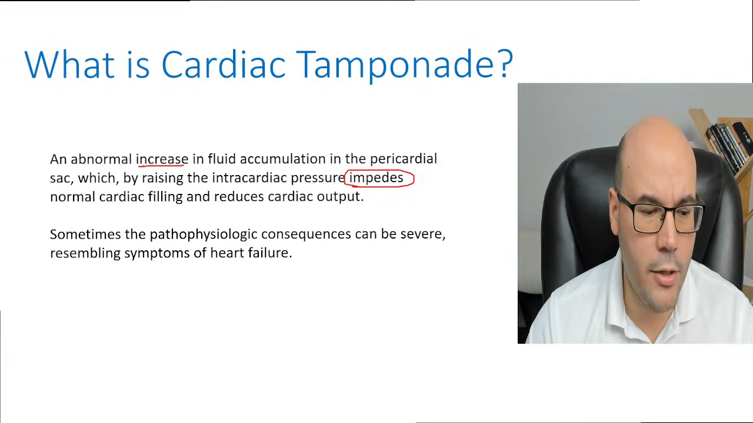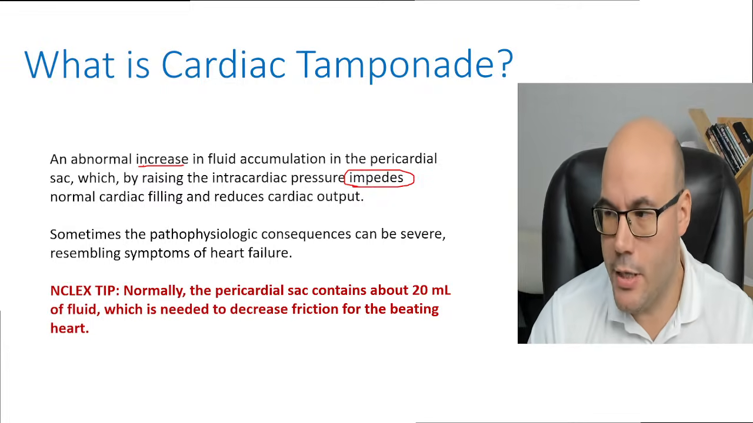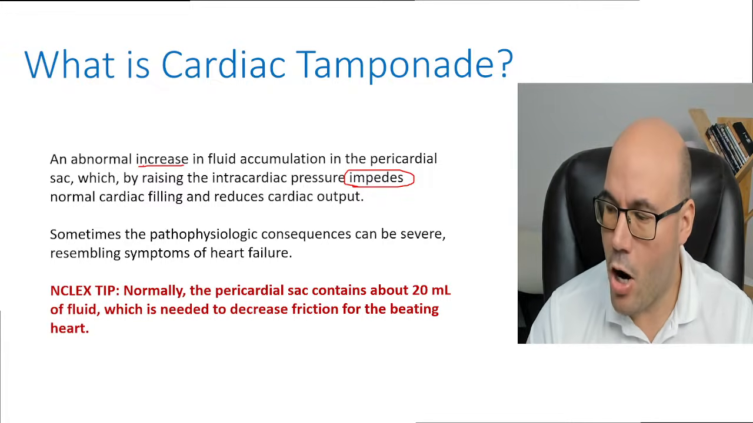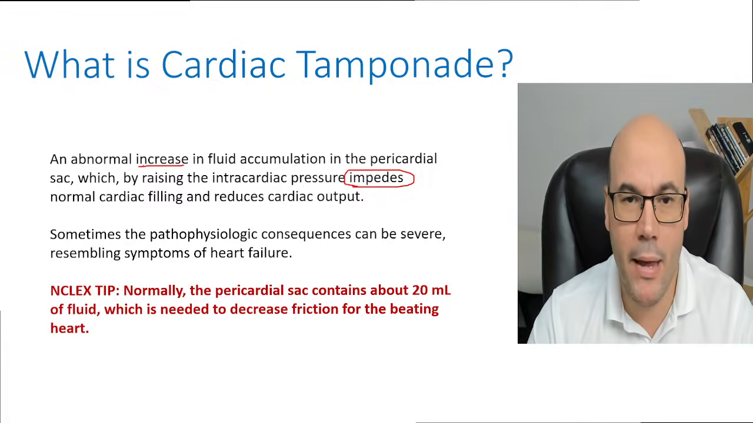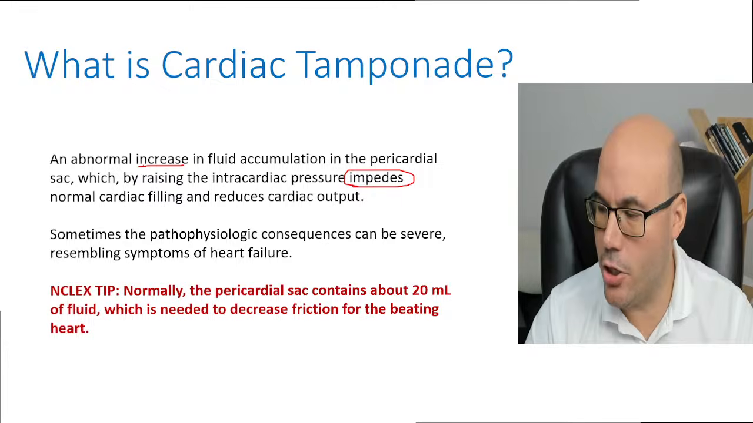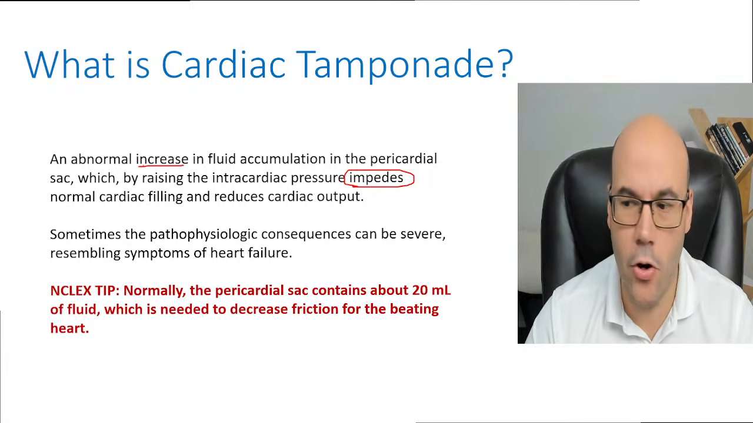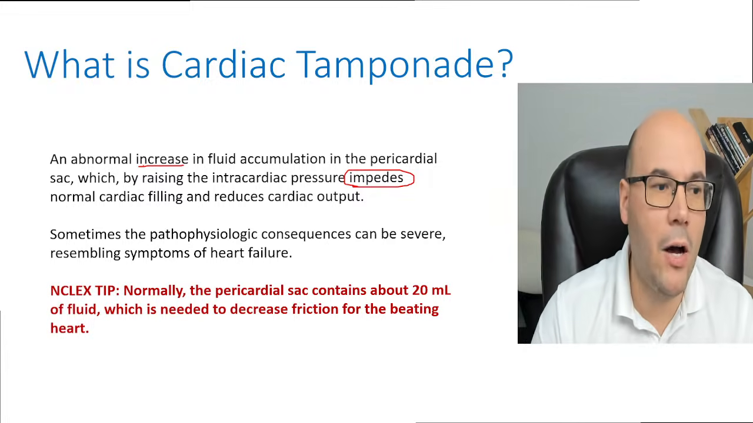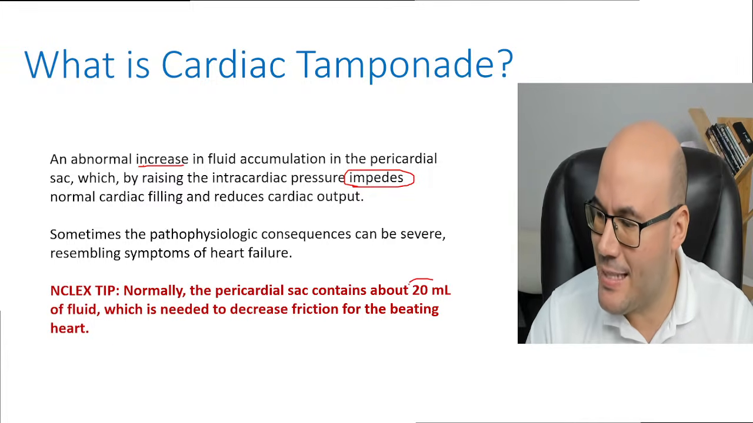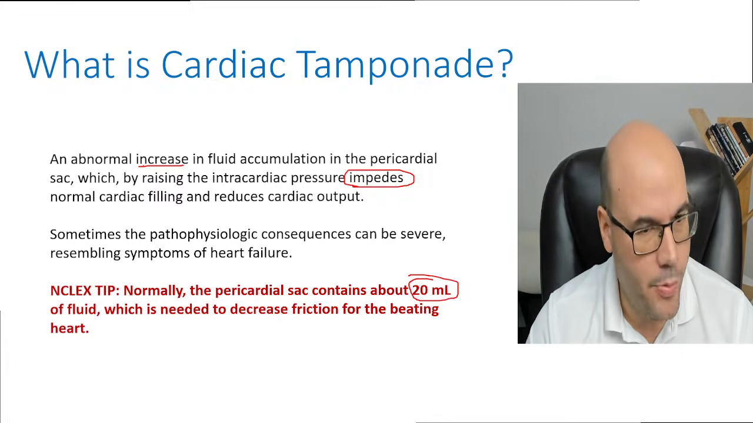Now, here is a good NCLEX tip that you need to remember, and this would make sense in understanding what cardiac tamponade is. Remember that normally the pericardial sac contains about 20 ml of fluid, which is needed to decrease the friction from the beating heart. So this is a protective fluid, but contains about 20 ml. When the accumulation of fluid exceeds this number, then we start having problems.